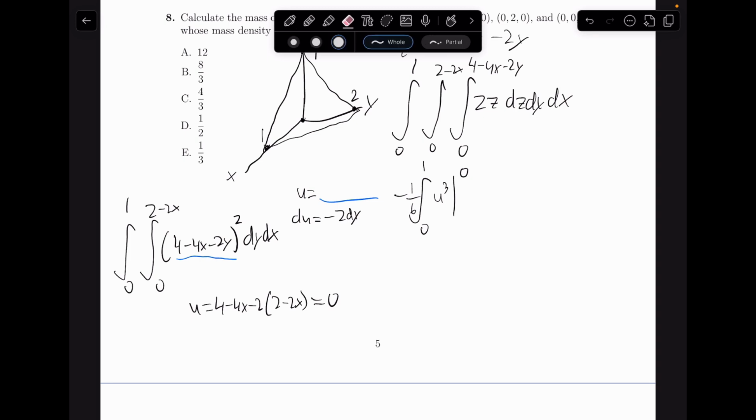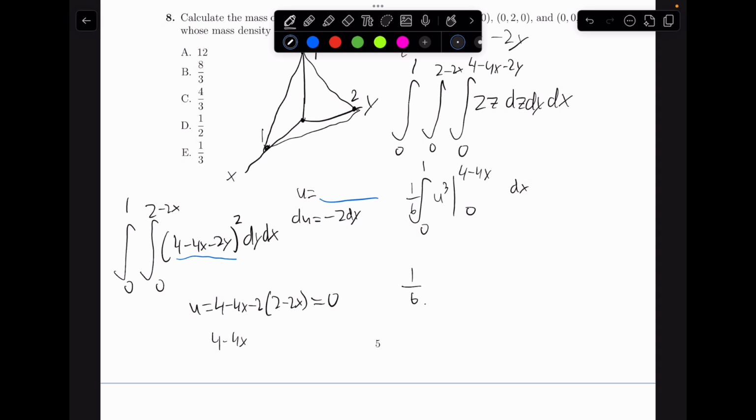Yeah, that's correct. And then the bottom bound is going to be just 4 minus 4x. So 4 minus 4x, and that is still all dx. That's what I meant. So I'm going to rewrite our integral by reversing the bounds and reversing the sign. Like that. Okay, that's just what I like seeing the most. And let's go ahead and evaluate this.